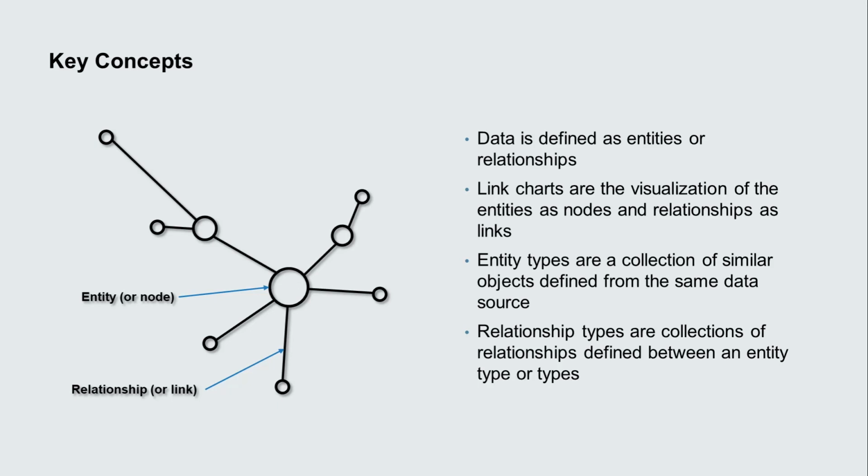The lines or links between the nodes are called the relationships. And a collection of similar entities from the same data source is called an entity type, while a collection of relationships between entities is called a relationship type. Don't worry, these descriptions will become clearer as we go along.